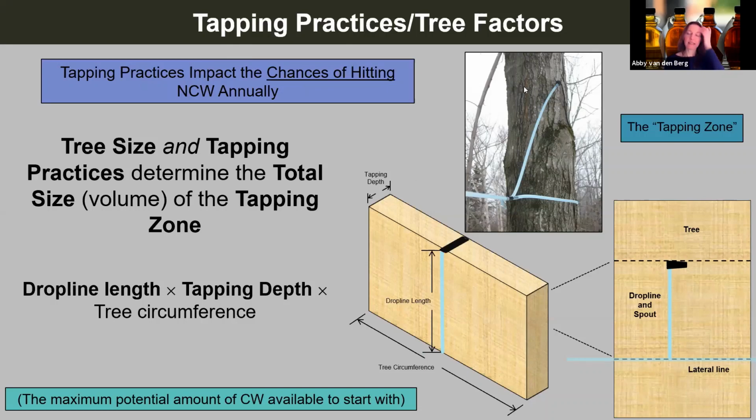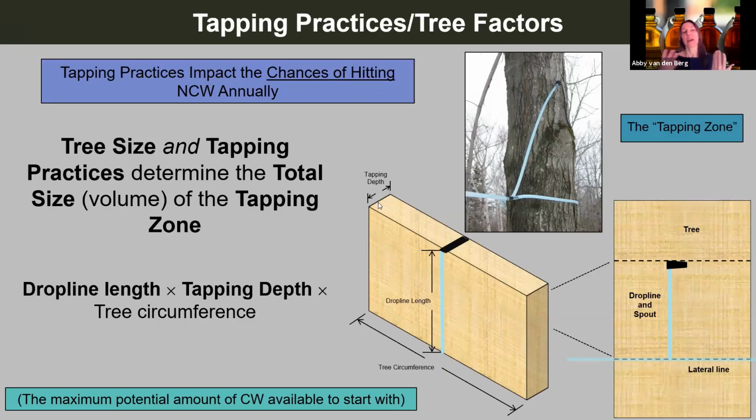So if we take the tapping zone and basically unfold it from the tree, we can see that the tapping zone is actually just a 3-dimensional rectangle. And it's defined in 2 of the 3 dimensions by factors that we control with our tapping practices. So obviously, one dimension of that tapping zone is defined by how big the tree is around, so the tree circumference. But the height of the tapping zone is defined by the drop line length, which is something we choose. And the depth of the tapping zone is defined by our tapping depth, which again is something that we choose.